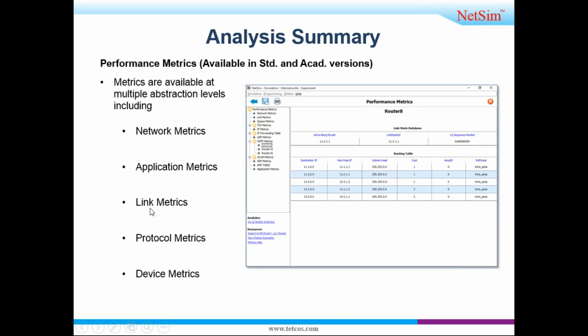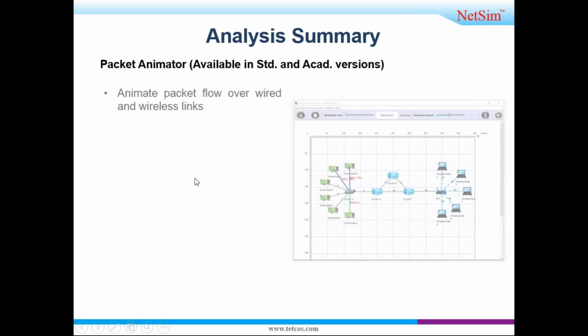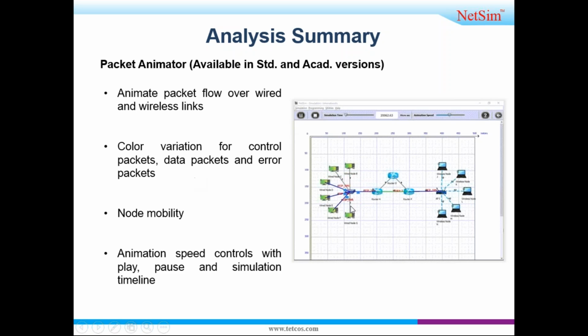There is network metrics, application metrics, link metrics, protocol metrics, and device metrics. As the name suggests, they will give the information about the network, the applications used in the network, and the links, protocols and devices in the network. And this is a screenshot of the packet animation, where packets move from one node to another. You can increase or decrease the size of the animation.